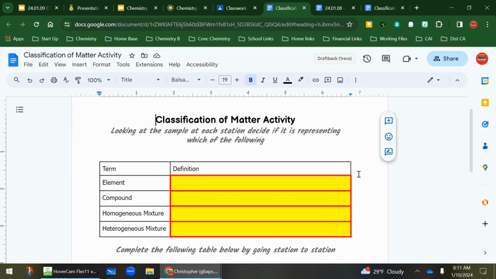Wow. Okay, so up at the top here, ladies and gentlemen, I want you to write your four definitions. What it means to be an element, what it means to be a compound, what it means to be a homogeneous mixture, what it means to be a heterogeneous mixture. Take 3 minutes right now and get that done. Let's go.